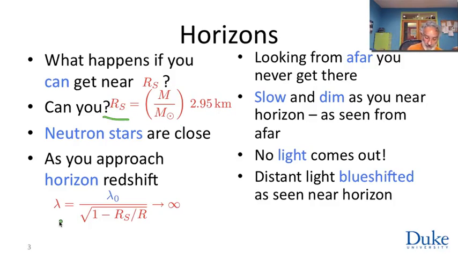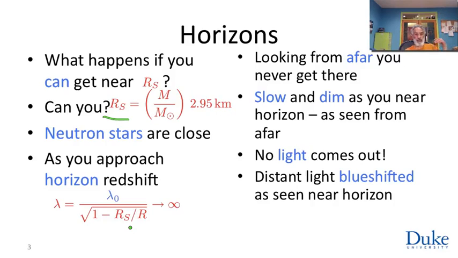And when you approach that distance from the center of the object, the gravitational redshift diverges. It becomes infinite. What does this mean? This means that if I'm watching from very far away and I'm watching something fall onto this massive dense object, which I'm going to call a black hole, then when I look at it from afar, I will never see the thing that I'm watching getting there, because remember, gravitational redshift is really time slowing down.